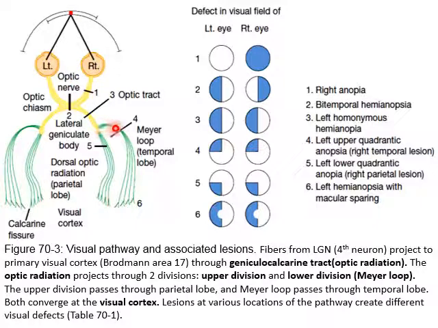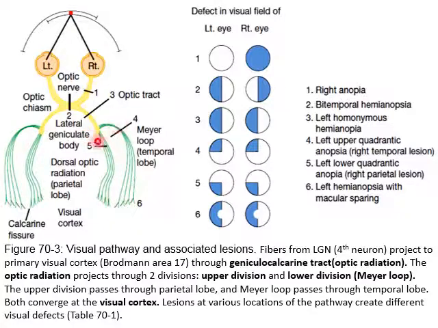So we say that damage to the right Meyer's loop will cause left upper quadrantic anopsia, because of the right temporal lobe lesion affecting the Meyer's loop.